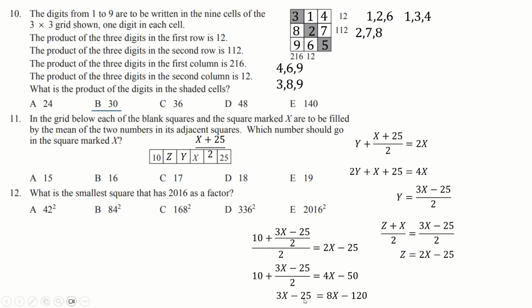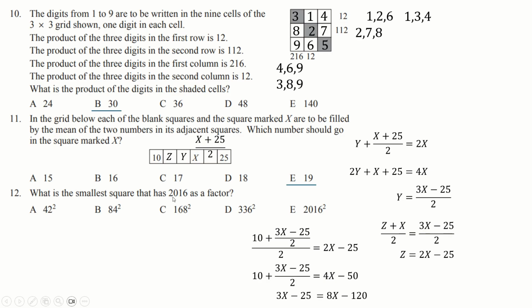Take away 3x, add in 120, gets you to, I guess, 95. Sure. So we get 95 is 5x, so 19, I guess, will be the answer. And yeah, there's probably easier ways of doing that, but whatever, I got there in the end.